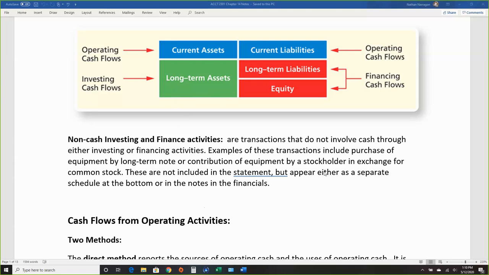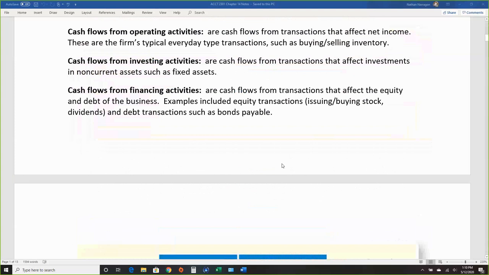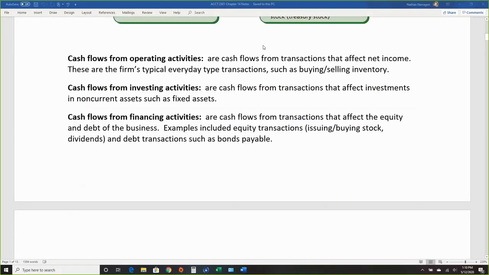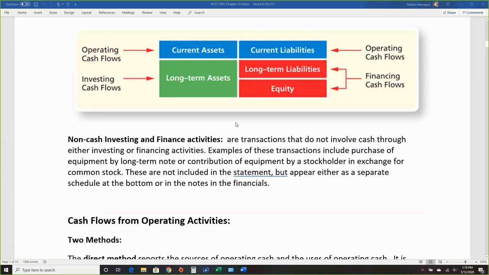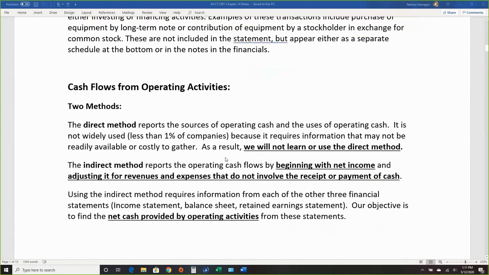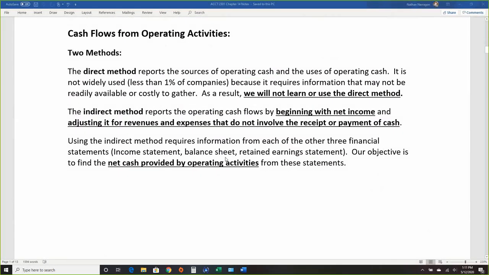So this is a preview of the steps we're going to get into. We're going to focus on these three cash flows first, and then we're going to talk a little bit about non-cash. So how do we start? Well, we're going to start with operating activities, the first item on the cash flows statement.